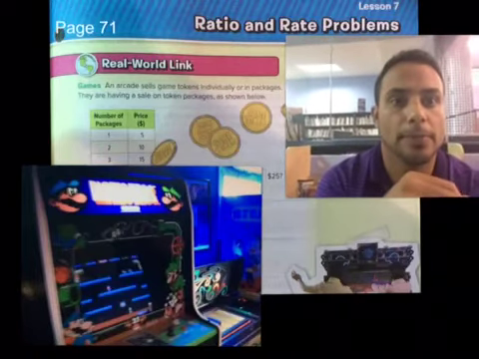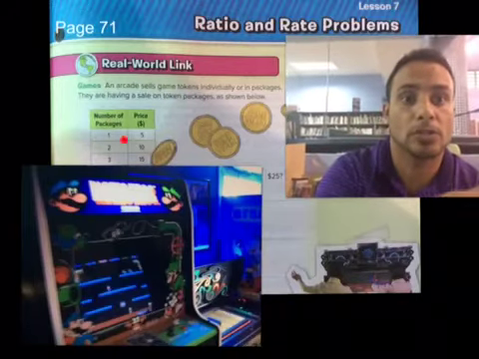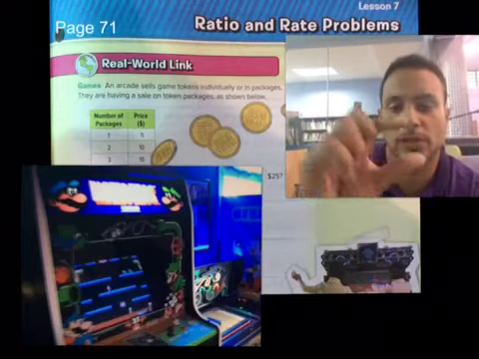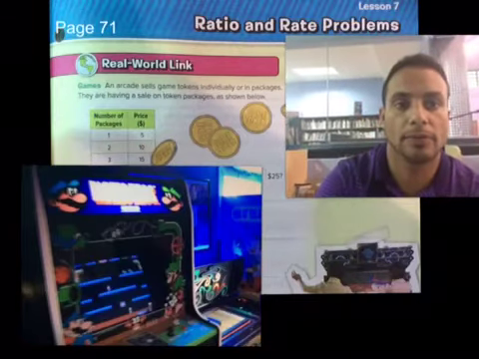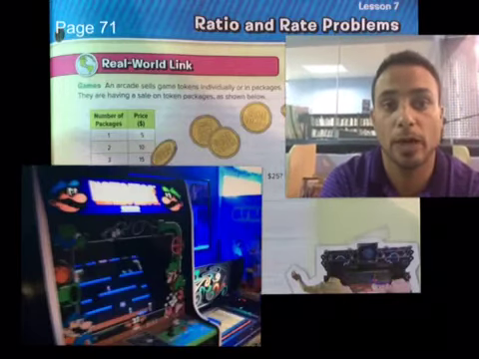For example, they are having a sale on token packages as shown below. Number of packages: you can buy one package for $5, two packages of tokens, and I'm sure it's just a little stack of tokens that come together, for $10, and so on. So let's go ahead, turn the camera off, and let's get started.